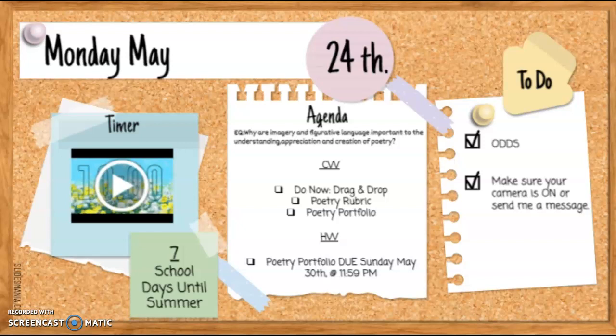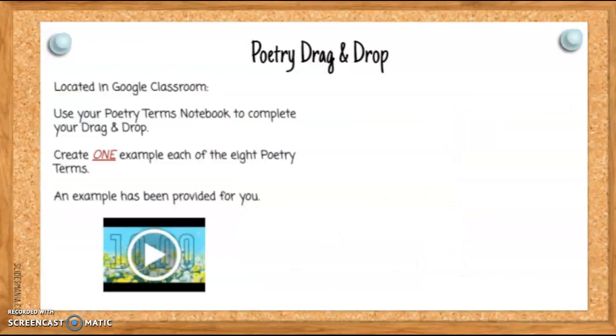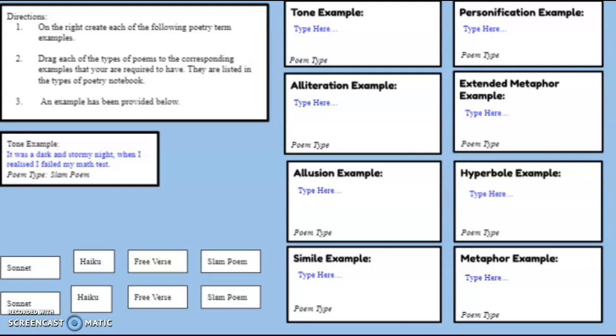For today we have quite a bit to do, so we're going to get through it. We are going to start off with our poetry drag and drop. I don't quite have a picture of it yet, but let me show you what it looks like. You guys are going to be creating your own poetry examples based on the following terms. You can create an example of tone, an example of alliteration, an example of allusion, X, Y, and Z, for all 8 of these terms. Then you are going to drag each of the types of poems to the corresponding examples you're required to have. So, for example, we'll do one together.